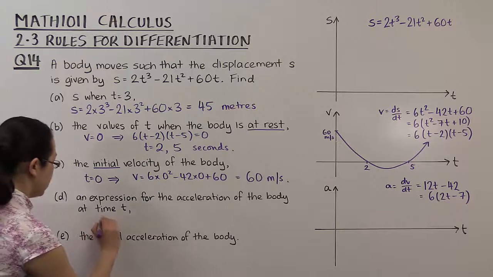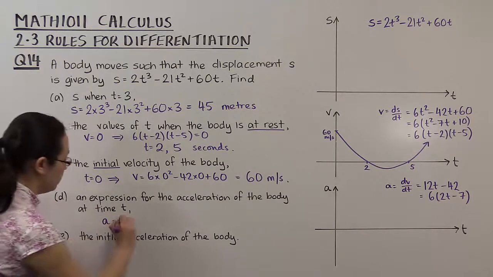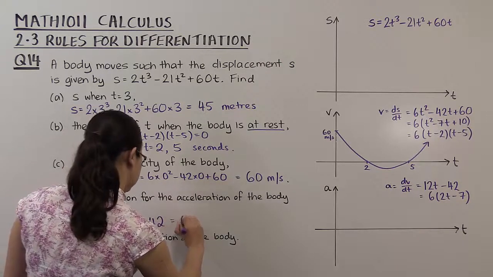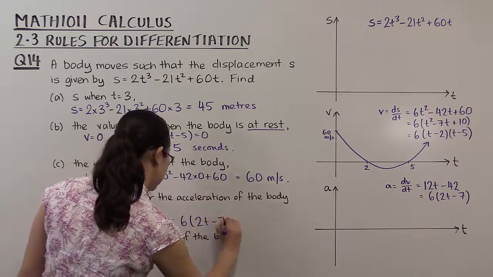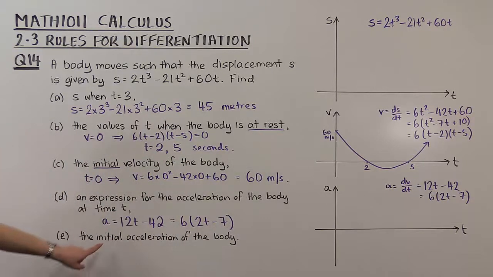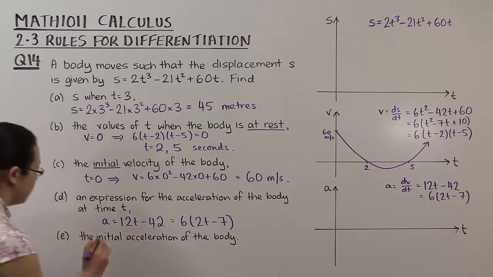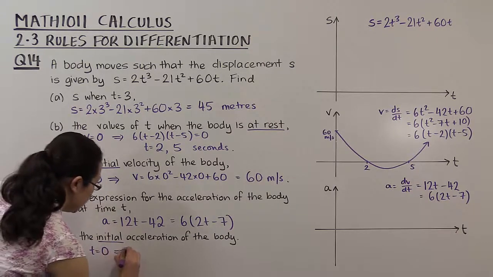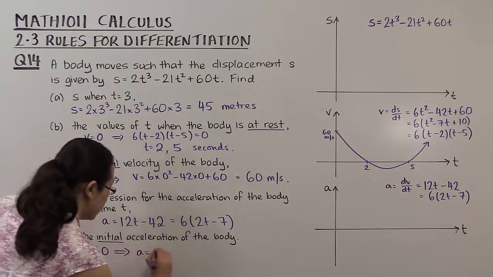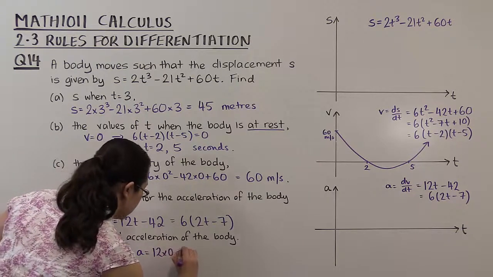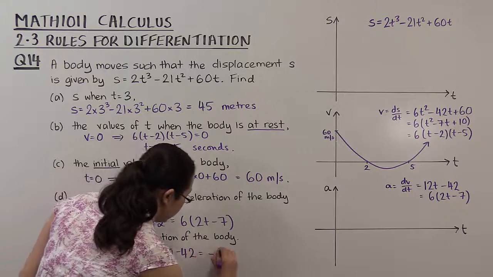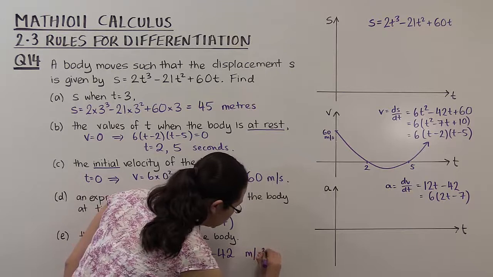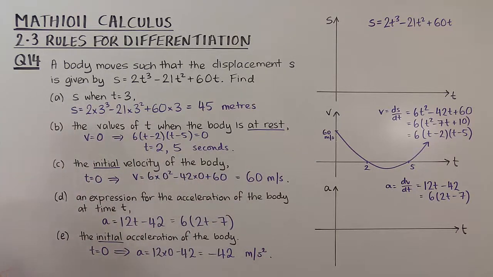So let's just write that down. Acceleration is given by 12t minus 42, or 6 outside of 2t minus 7. And if we want the initial acceleration of the body, remember initial means at the beginning, at time t equals 0. So at t equals 0, our acceleration is 12 lots of 0 minus 42. So that's minus 42, and acceleration is meters per second squared. Meters per second every second.